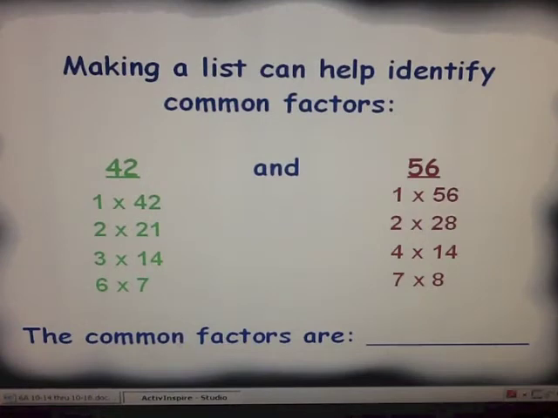So the common factors are going to be 1. They both have a 1. They both have a 2. They don't both have 3 or 4 or 6, but they both have a 7. There's not an 8, there's 14, they both have a 14, not 28, 21, 42, or 56. So the common factors are 1, 2, 7, and 14, and the greatest common factor, the GCF, would be 14.